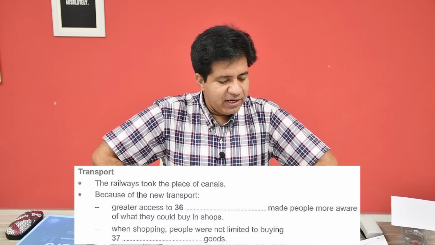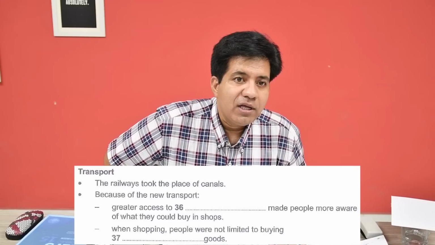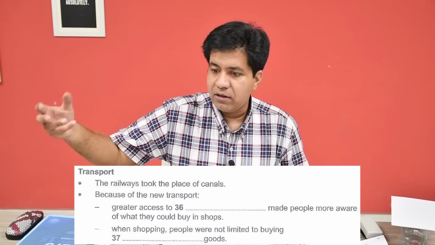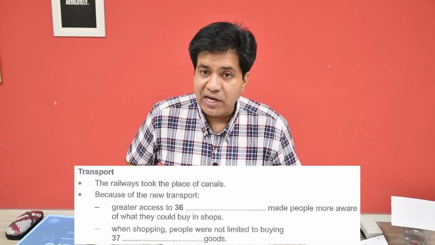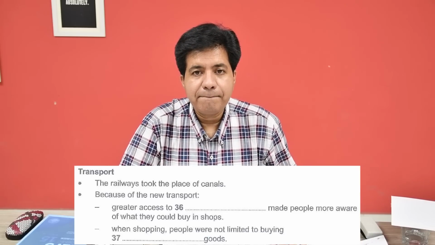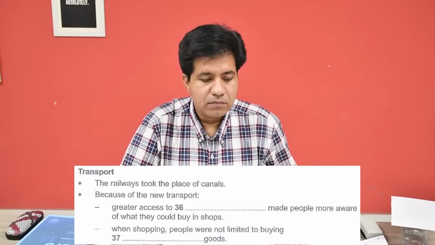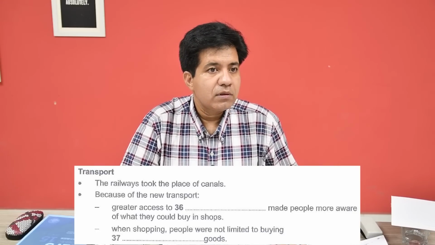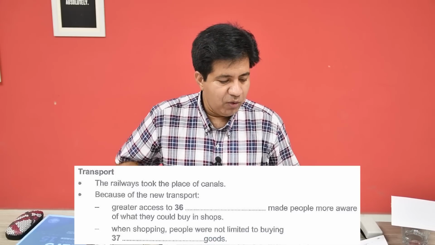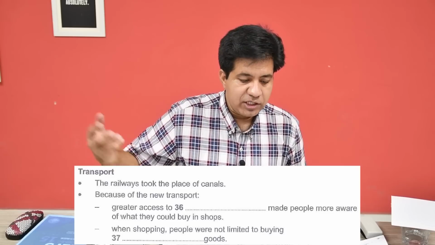Okay, question number 37. When shopping, people were not limited to buying dash goods. Like it can be imported goods, cheap goods, or anything. Goods means saman, right? So when shopping, people were not limited to buying. So faster forms of transport resulted in distribution becoming far more efficient. Goods could now be sold all over the country instead of just in the local market. So when shopping, people were not limited to buying local goods and international market.